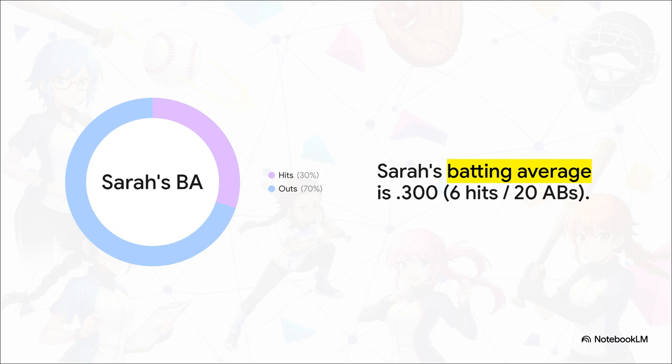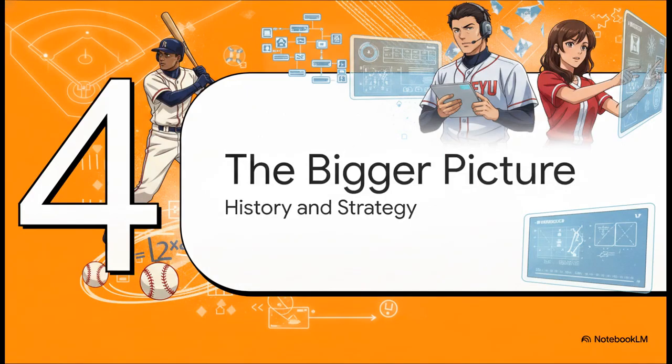If we had mistakenly used her total plate appearances as the denominator, her average would have looked like a pretty mediocre .240. That right there proves exactly why tracking those exclusions matters so much. Section 4, the bigger picture, history and modern strategy. So why does all this exact math actually matter?